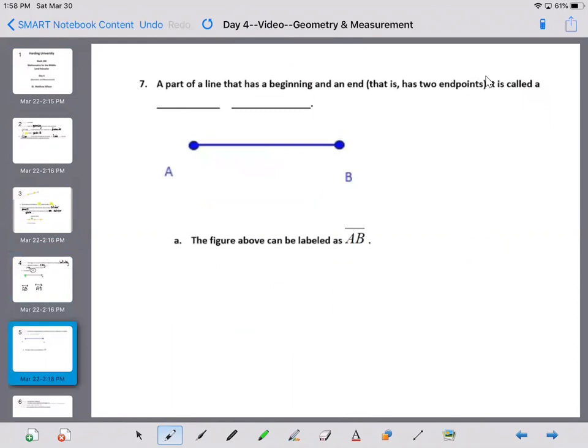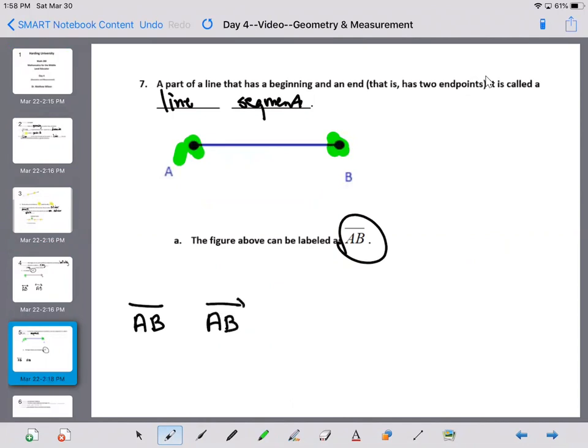Part of a line that has a beginning and an end. So now that we're looking at endpoints here, we call this a line segment. We have 2 endpoints here and here. And so notice how that's being labeled. So now we've got segment AB, ray AB, and line AB. You can notice where the arrows at both ends represent the line, the arrow on one end would represent the ray, and if there's no arrows on that segment, then we call it a line segment.